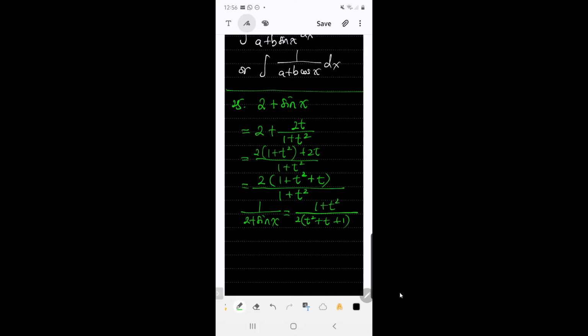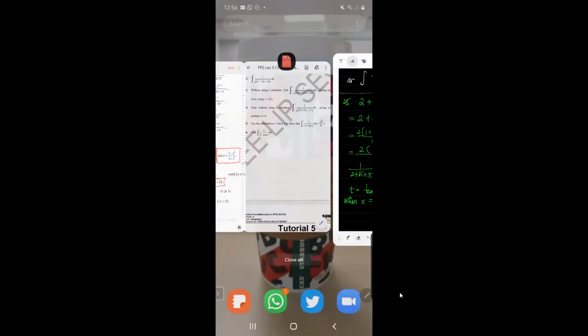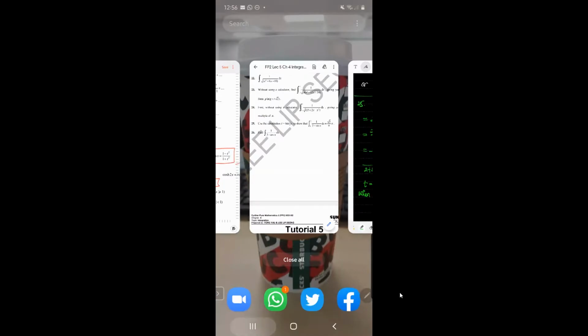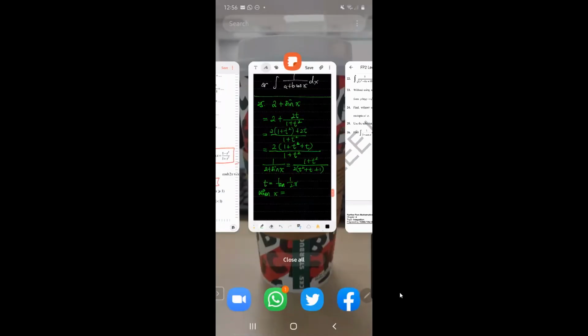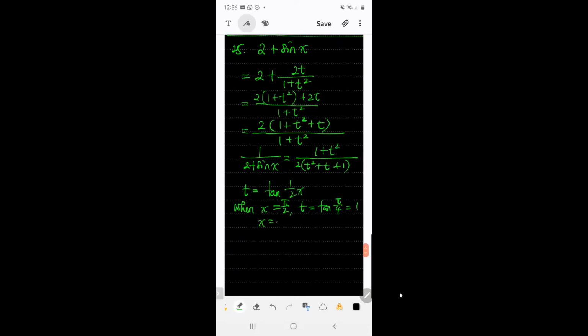Furthermore, because they gave us the definite integral and you are using the t substitution, t equals tangent half x, when the upper limit x is equal to, what's the upper limit? Pi over 2, right? So when x is pi over 2, t is equal to tangent pi over 4, so the answer is 1. And the lower limit x equals 0, so t is equal to tangent 0, which is 0.